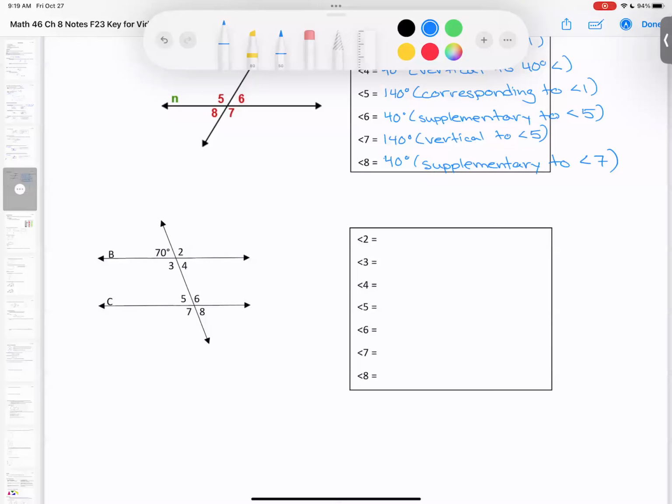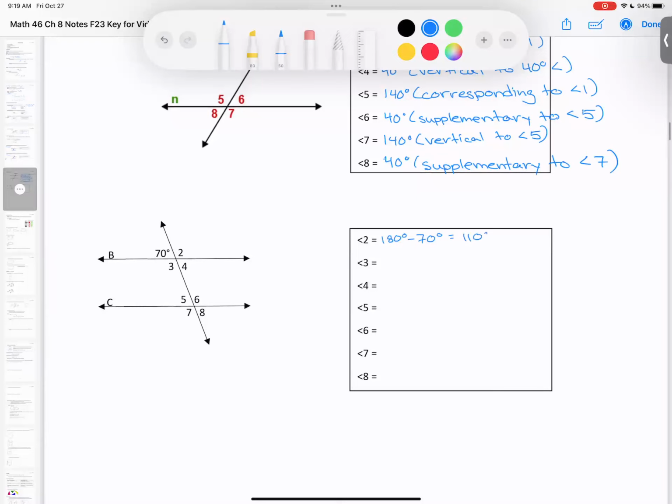All right, hopefully you had a chance to try this next one. Let's do it together. Angle 2 is supplementary to that 70 degrees, which means it's going to be 180 degrees minus 70 degrees. So we're going to get 110 degrees, supplementary to the 70-degree angle. Okay, angle 3 is vertical to angle 2, which means it must be the same angle. So it's 110 degrees, vertical to angle 2.